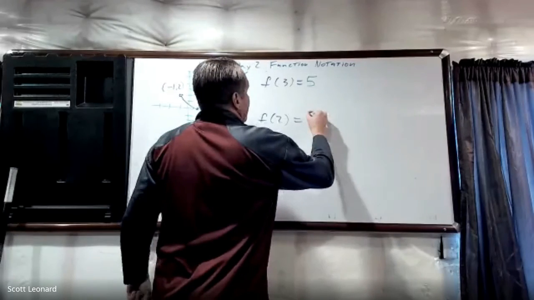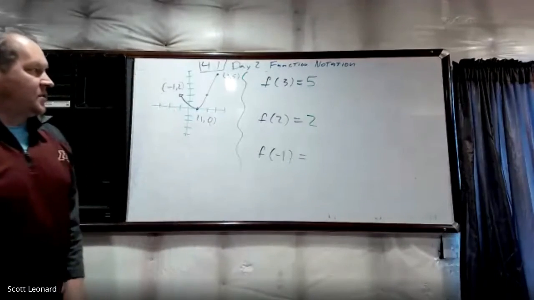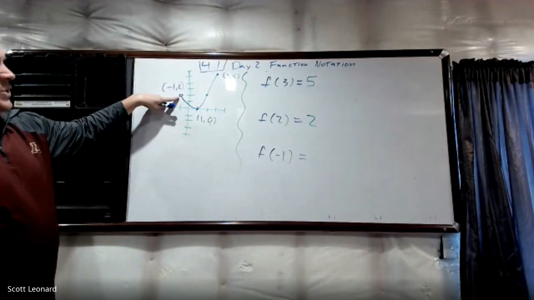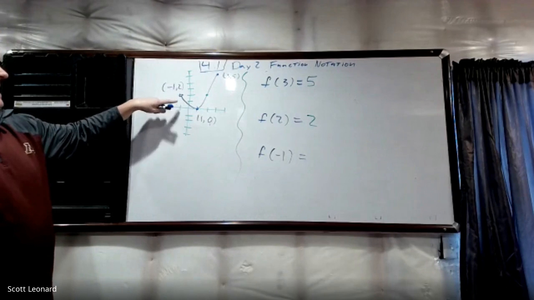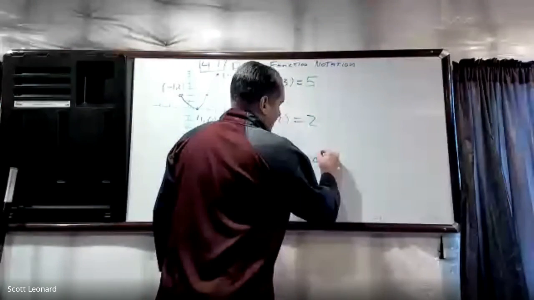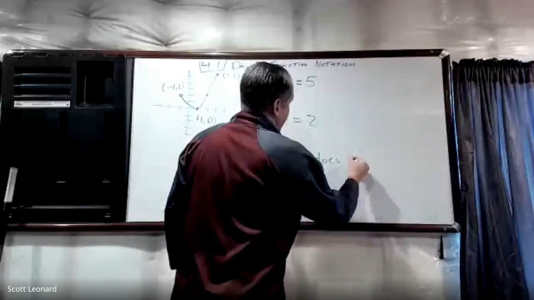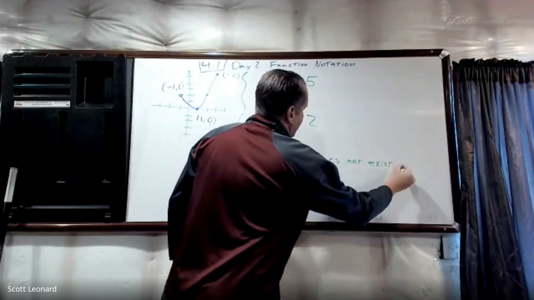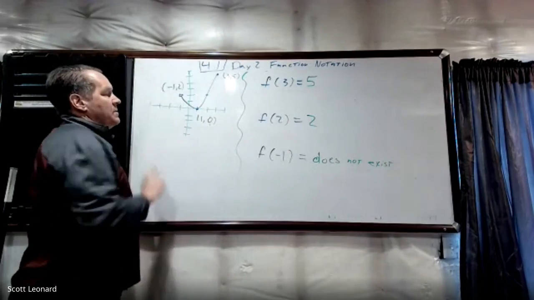All right. Now, this last one is a bit of a trick. At -1, there's an open circle. So I actually can't use it. There is nothing at -1. So you say it does not exist. Hopefully they're not going to give you a problem like that, but they could. There is no point at an open circle.